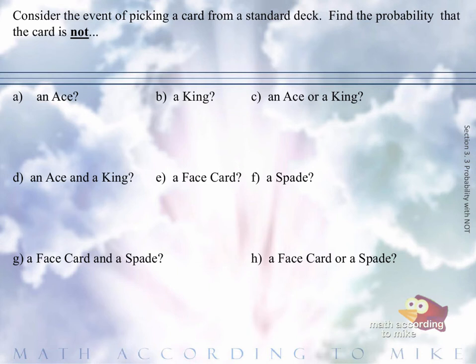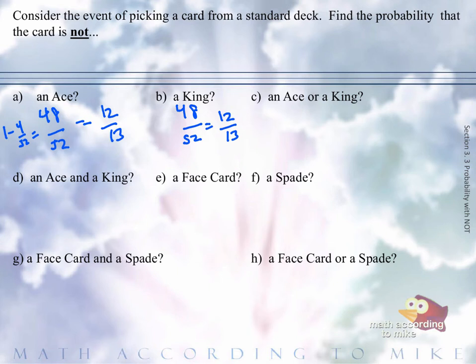Part A, an ace. Well, there are 4 aces in a deck of 52, which means there are 48 cards that are not aces out of 52, which is 12/13. Again, we could have said 1 minus 4/52. But again, out of 52, 4 are aces, which means 48 are not. Same reasoning for a king. There are 4 kings in a deck out of 52. That means there are 48 that are not, which is also 12/13.